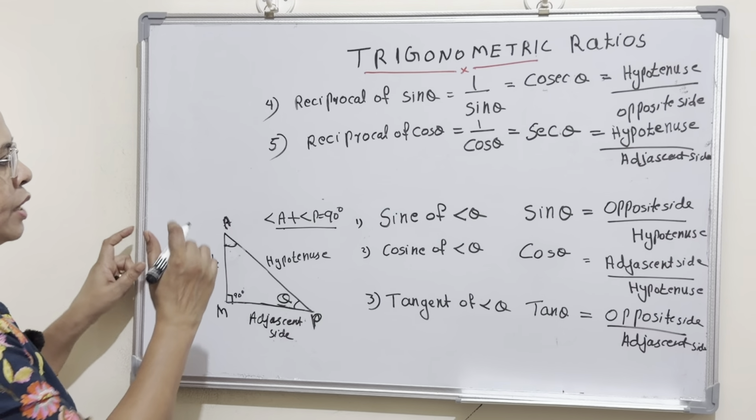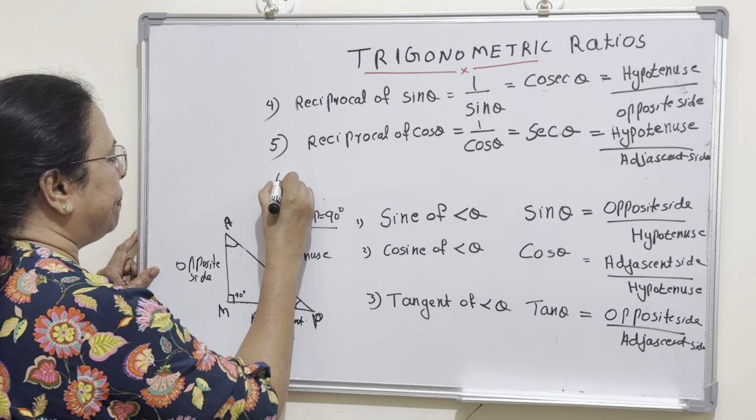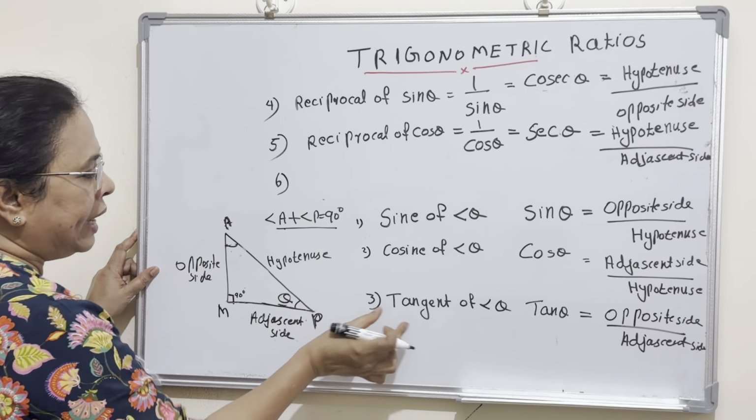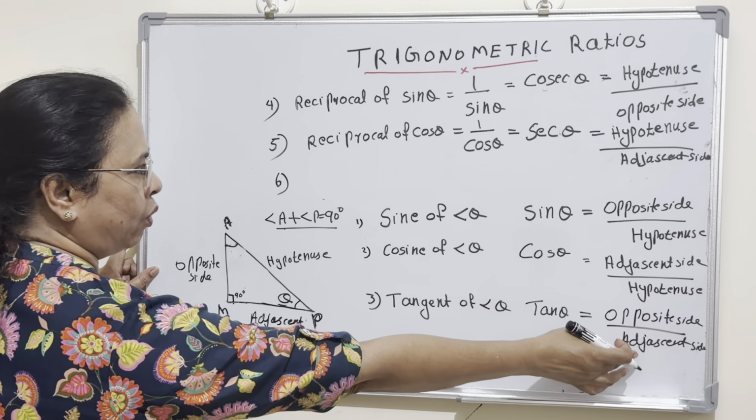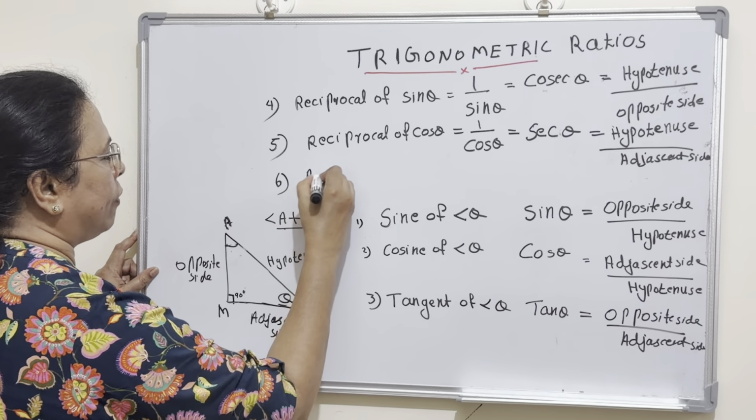Again, the sixth ratio, the last ratio, is what? The reciprocal of tan theta. Tangent of angle theta we know already. The reciprocal of tan theta.